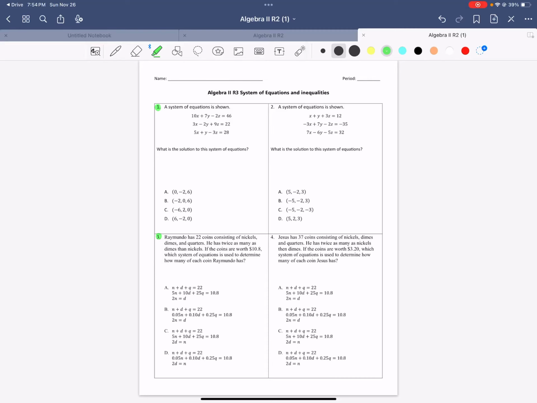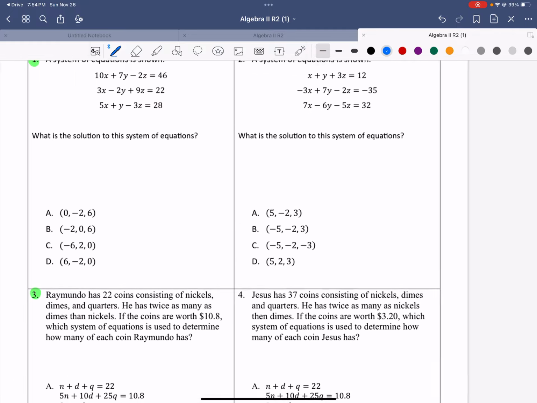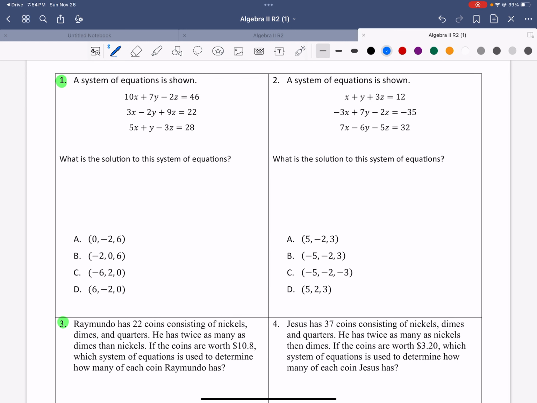And this time I will go over part 3 of the review. This one is about the system and some word problems, and I believe it's pretty easy. Number one, I cannot really show this one to you in the video because that one requires a calculator, but you know what to do.